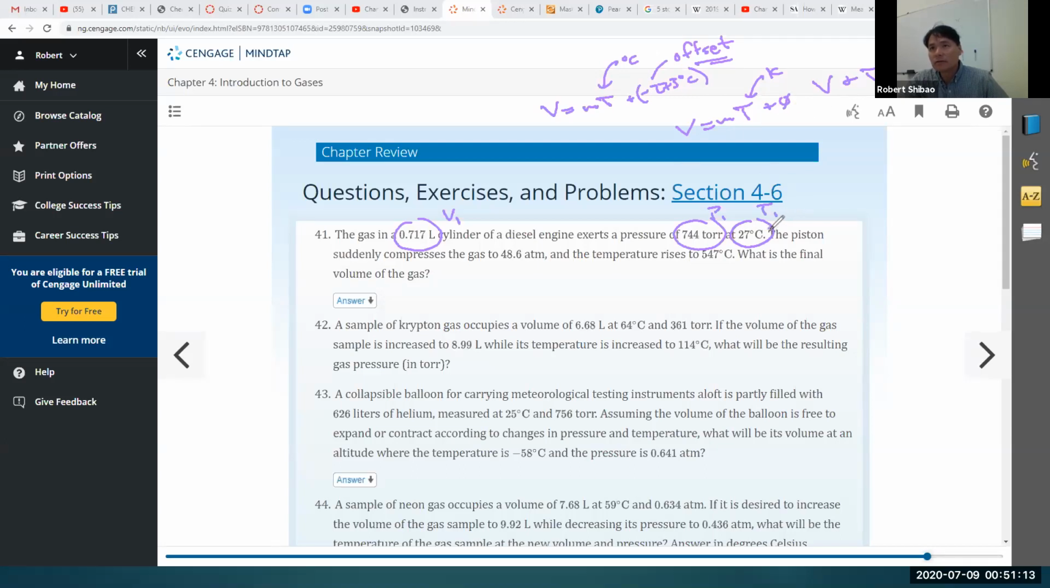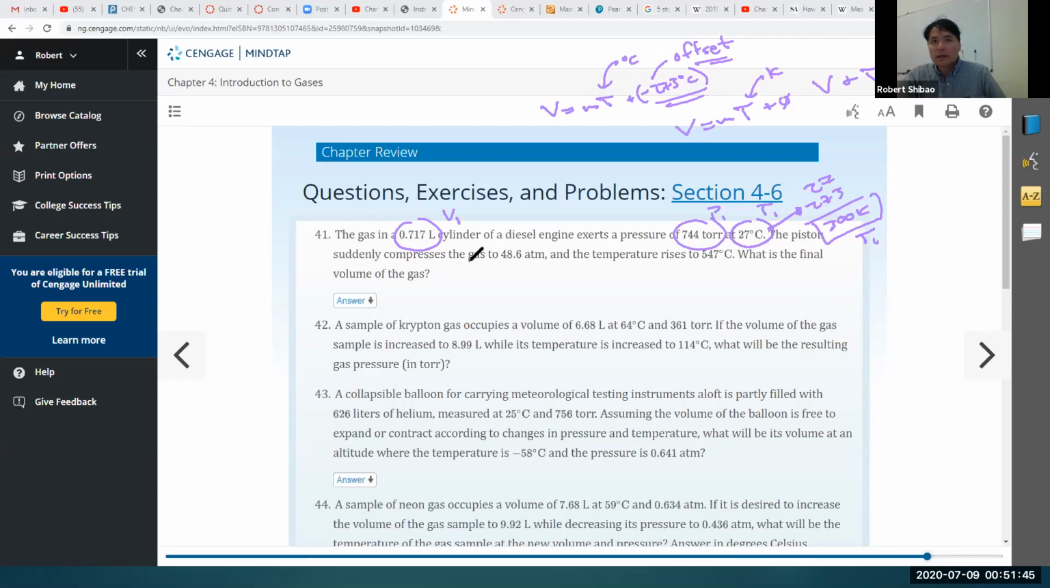We might as well, the first thing we got to do is go to Kelvin, otherwise it doesn't quite work. So we do 27 plus 273 Kelvin, which gives us 300 Kelvin. And so this will be our T1. Otherwise I have to deal with this. I don't want to deal with adding 273 or subtracting 273. And so I'll just convert the temperature to Kelvin so I don't have to deal with the intercept here.